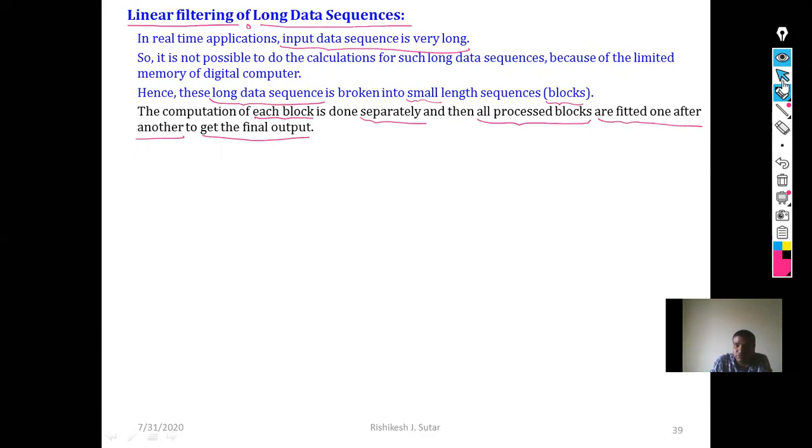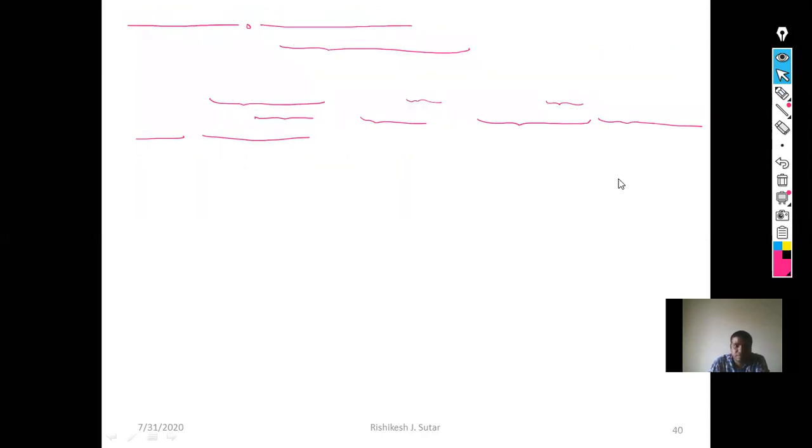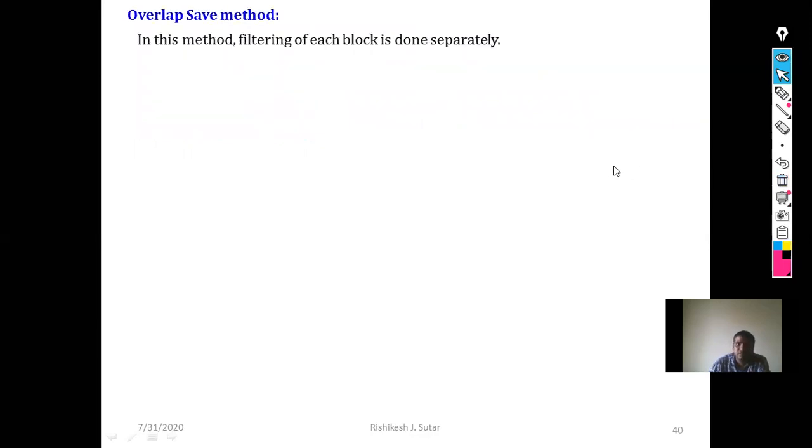Let us see how it is going to happen. There are two methods for doing such computations: one is the overlap save method, another is the overlap add method. Let us see both these methods one by one. Let me clear the annotations. The first method is the overlap save method, in which we do the filtering, or the computation, of each block separately.